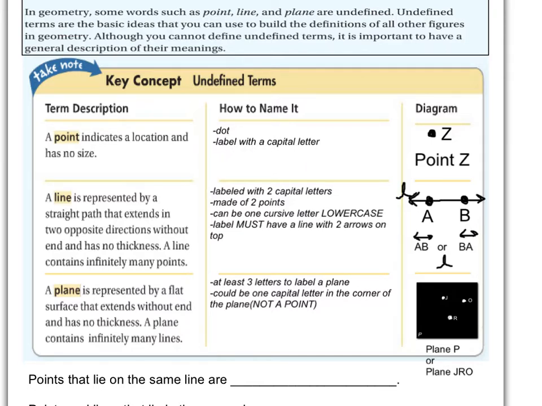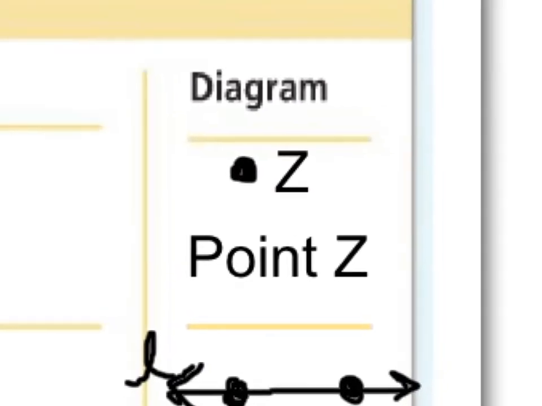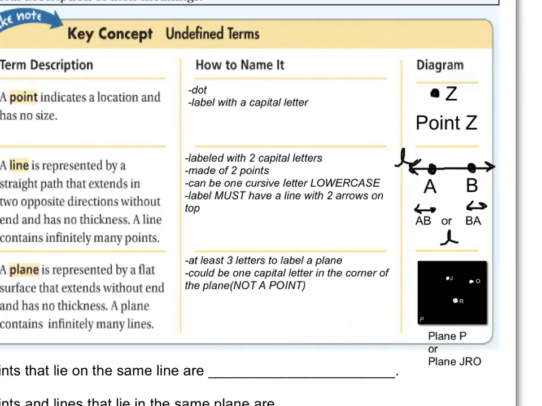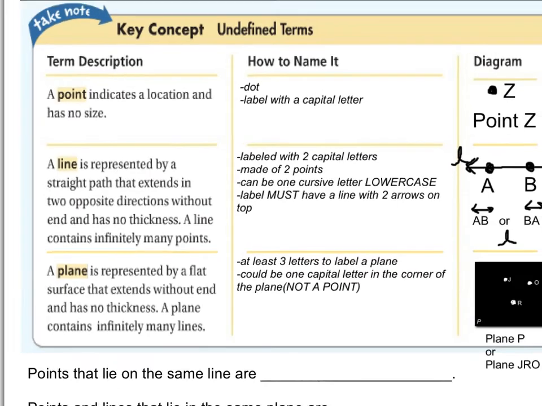As you see here with our diagram, I've given you a diagram of a point. Right here is our point. That's point Z, and that's how you label it. Again, this is not anything that's really new to you. You've seen this before in the past.